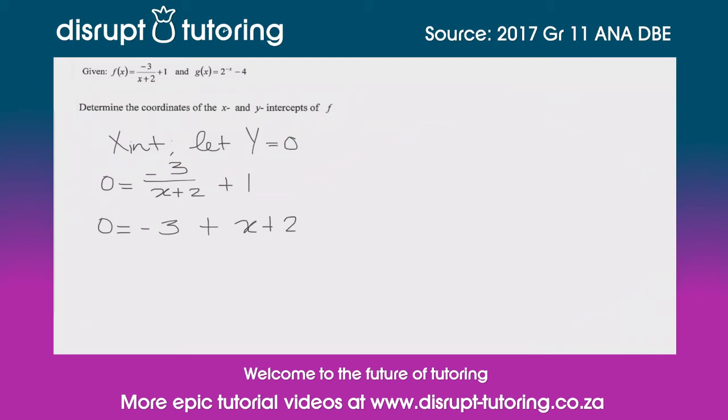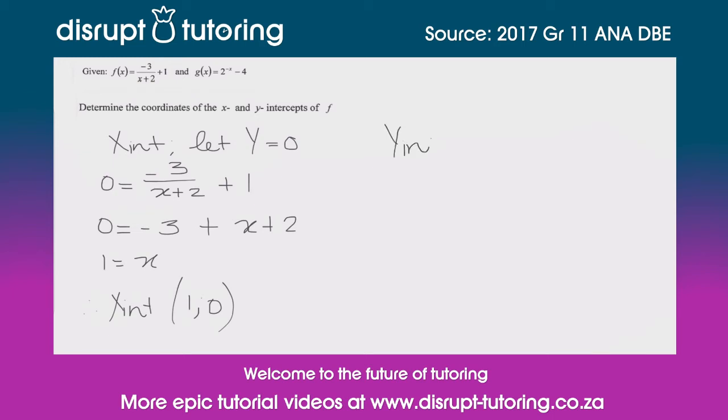Now we've got a very simple linear equation that we can solve for. We're going to take the 3 across, which will give us a positive 3, and then the 2 across, which will give us a negative 2. So it's going to be 3 minus 2, which gives us 1 equals x. So therefore, our x-intercept in this particular instance is going to be 1 and 0. Very good job. Moving on to our y-intercept.